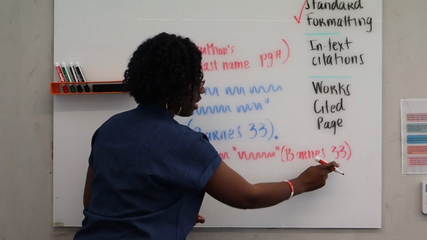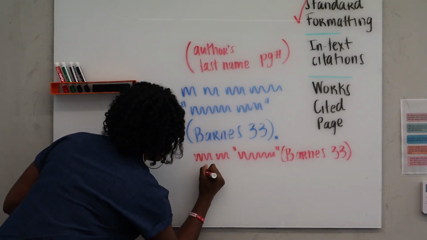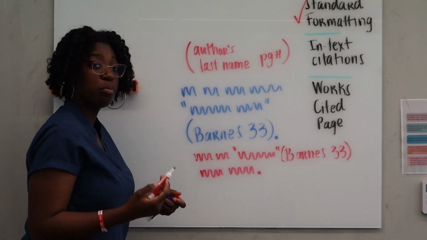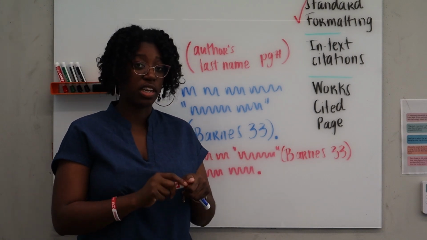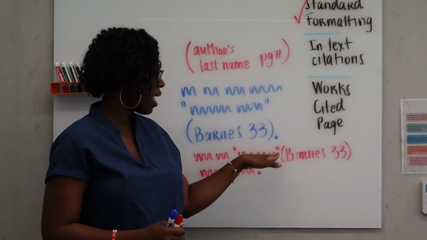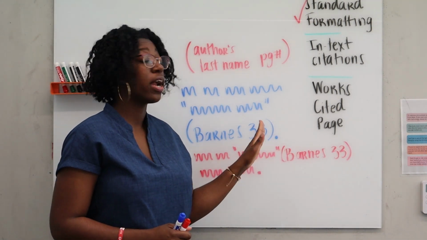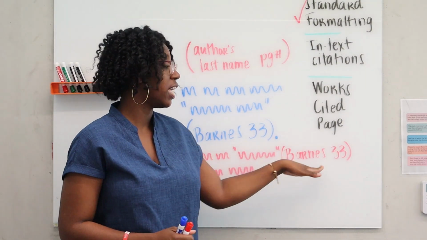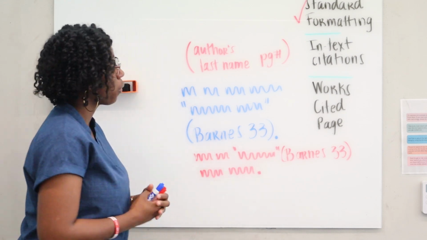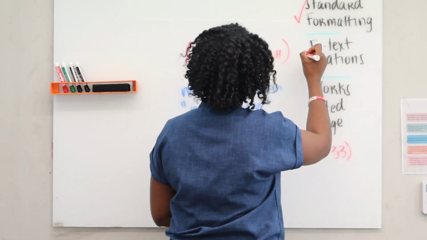because these are the author's ideas, but then your ideas come afterwards. You would continue writing and then put your period at the end of the actual sentence. Your punctuation is never going to come at the end of the citation or at the end of the quote. You're always going to put it at the end of the citation or at the end of the sentence. Okay? So that is in-text citations.